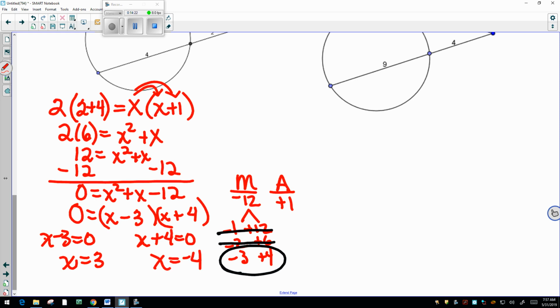Now you want to look at your answers and think, can I have them both? Sometimes you can, sometimes you can't. We can't have a negative 4. And the reason we can't have a negative 4 is I can't have a negative distance. So I reject the negative 4, I keep the positive 3 and tell you that that value of x is just a positive 3.